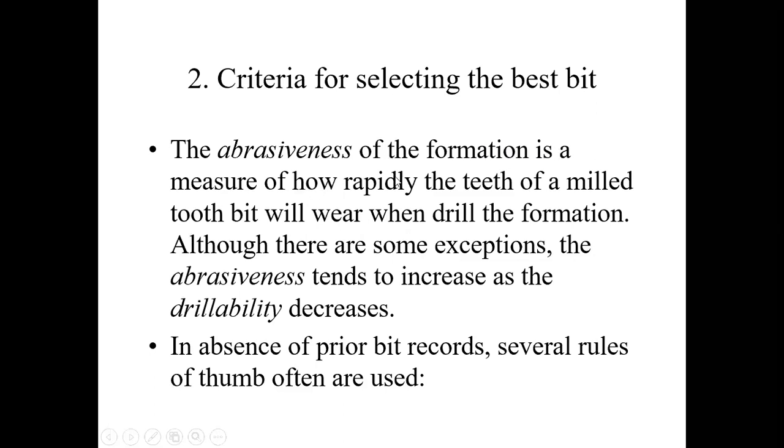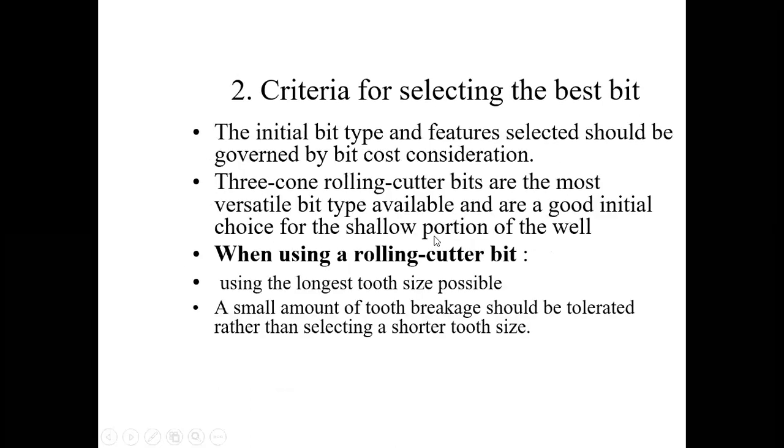Abrasiveness is a measure of how rapidly the teeth of the milled tooth bit will wear when drilling a formation. So abrasiveness is the strength of the rock and how much time it will take for the teeth of the milled tooth bit to wear. How much time can this bit function properly until the teeth become worn and torn? Abrasiveness is the hardness of the rock, and it shows the total time the bit can run. In normal soft to moderate formation, we use the roller cone bit, roller cutter bits.